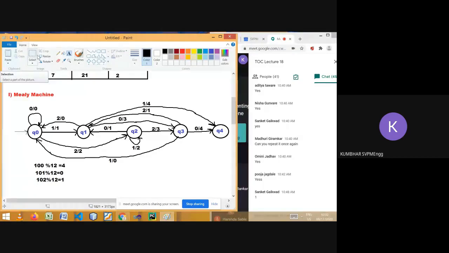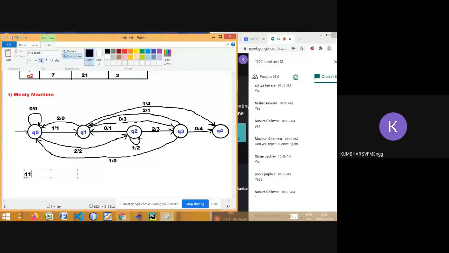Let's go for the last, Q4. Q4 means what? How do we represent 4 in ternary? 4 in ternary is 1 1. Correct? So if we read 0, 1 1 0 means what? Check it out.